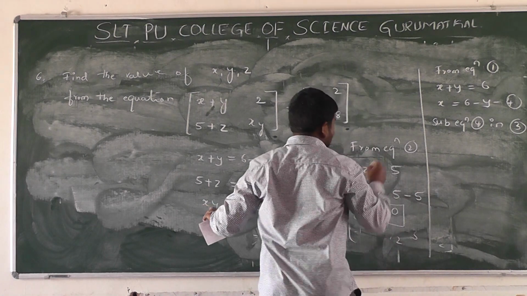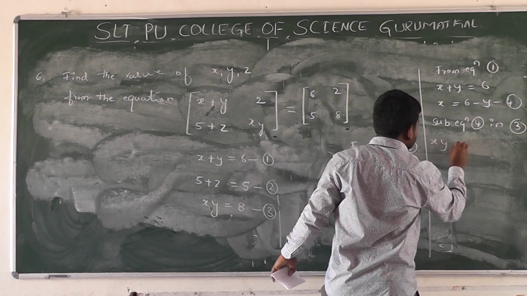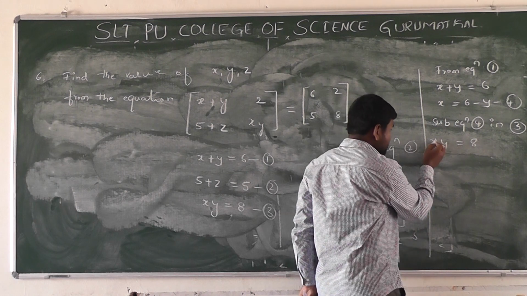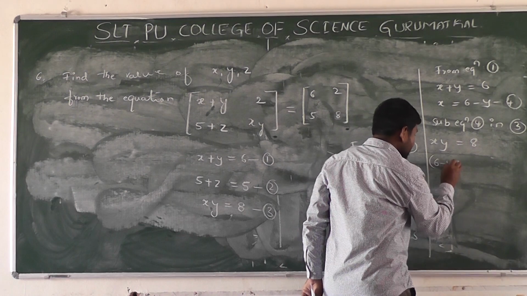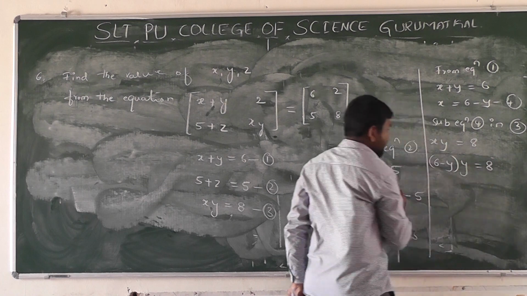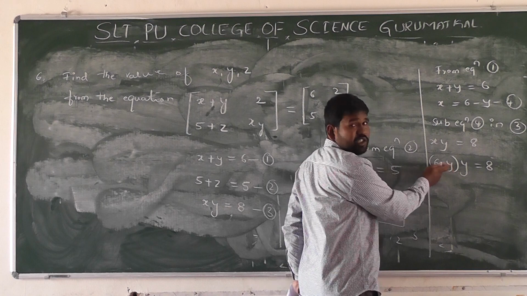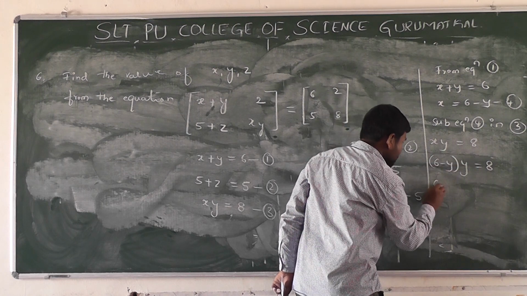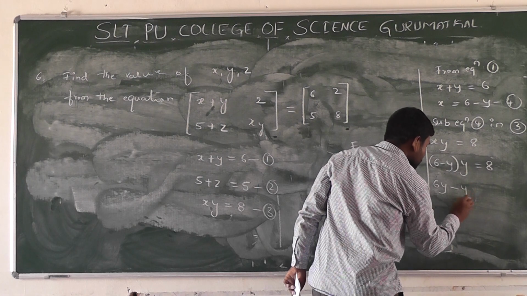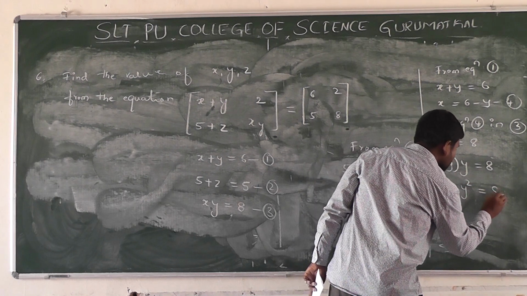Here xy is equal to 8. What is x? 6 minus y. In place of x we substitute 6 minus y, into y, is equal to 8. Then we have to multiply inside the term here. 6 into y, how much? 6y, minus y into y, y square. It is equal to 8.